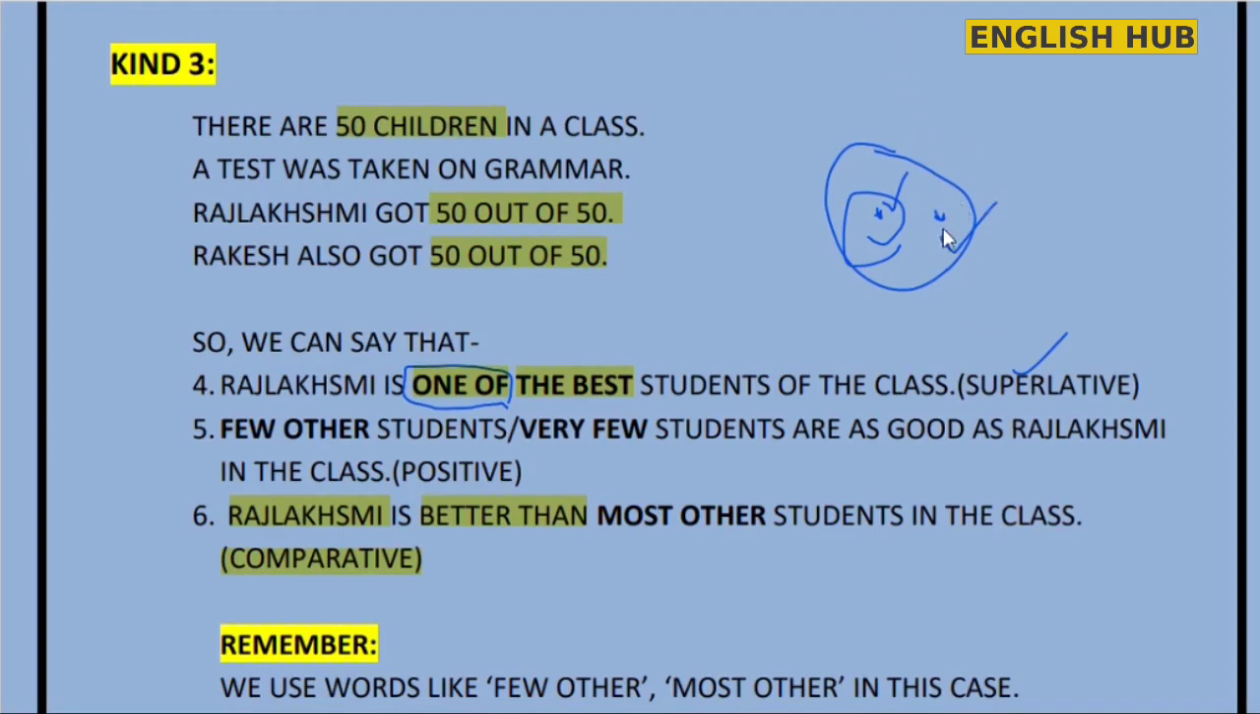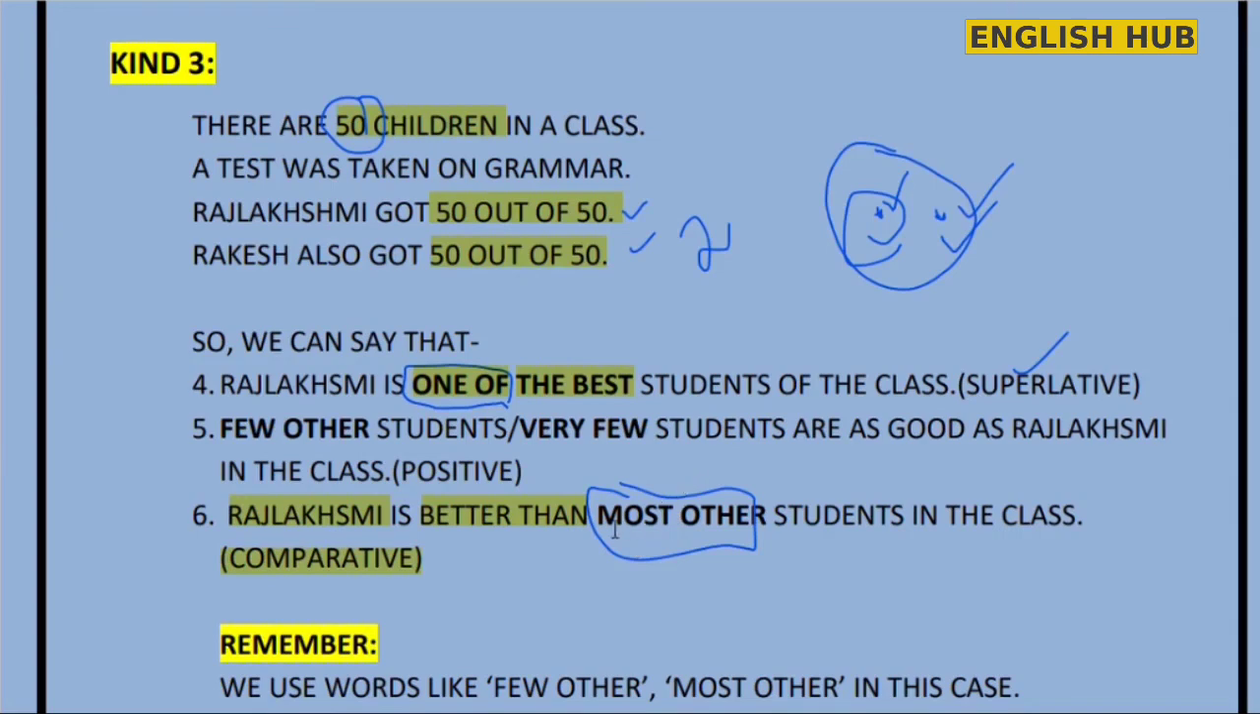We cannot say over here that Raj Lakshmi is the best. So what we will write? We will have to write is better than most other students. See, among 50 children, Raj Lakshmi is one, Rakesh is the other. So two children have got 50 out of 50. But 48 others have got less than them, no? That is why Rajlakshmi is better than most of the students in the class. Rajlakshmi is better than 48 other students in the class. So most of them, isn't it? That is why Rajlakshmi is better than most other.